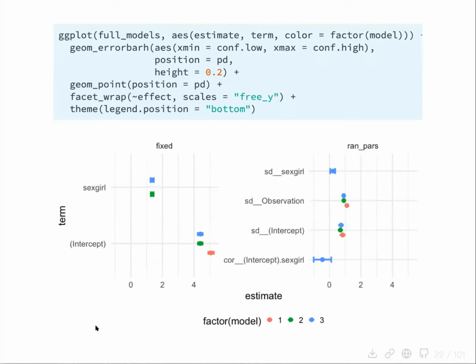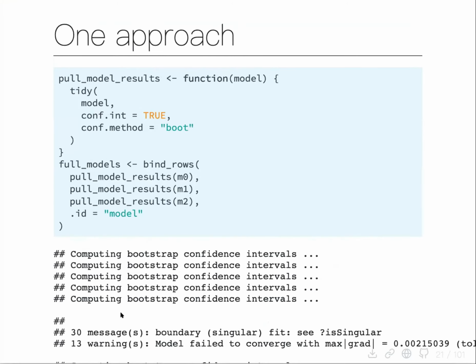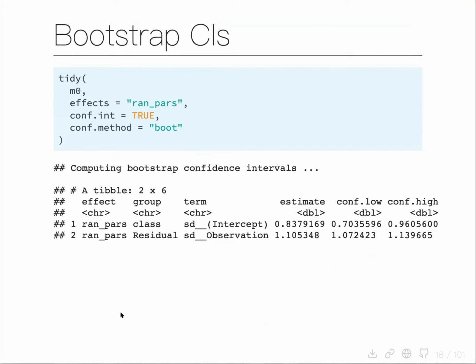But now I can do something like this. Okay. So I'm saying full models, which is the object I created on the previous slide, estimate on the x-axis, term on the y-axis, color equals factor model, plus geom_errorbarh, right? So all of this is basically exactly the same. The only difference here is now I'm saying facet wrap by effect. Okay, so let's look back here.